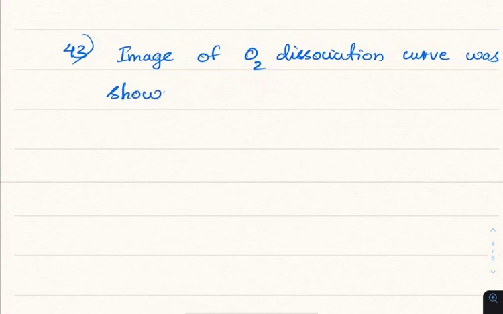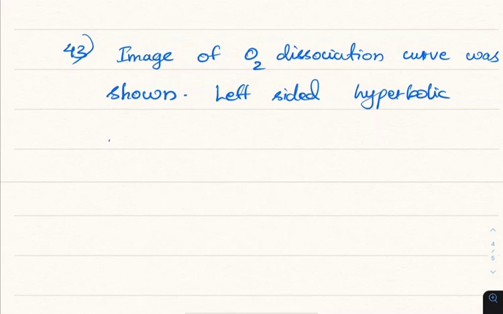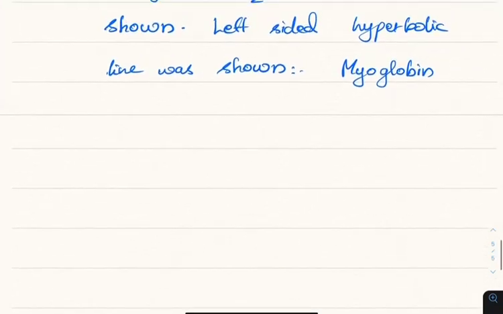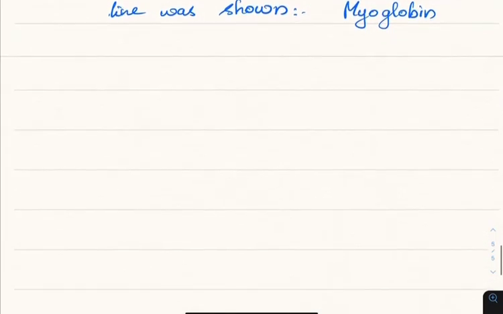And a left-sided hyperbolic shift was shown. So since it was a hyperbola, it is myoglobin. If it was just a left-sided shift, it would have been fetal hemoglobin. Fetal hemoglobin was also an option. So this is a little tricky one. We have to be careful, but it's direct only. Just be a little careful.